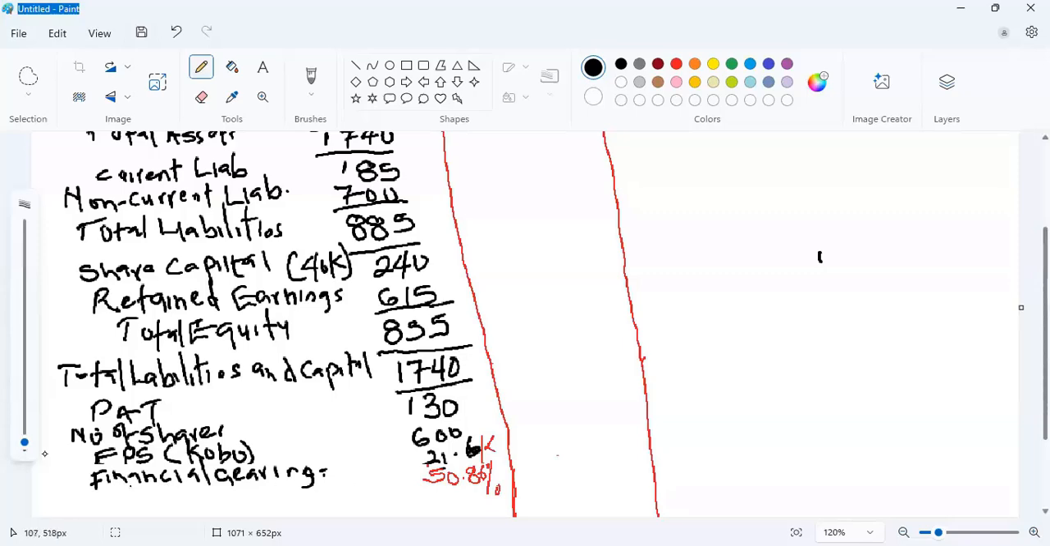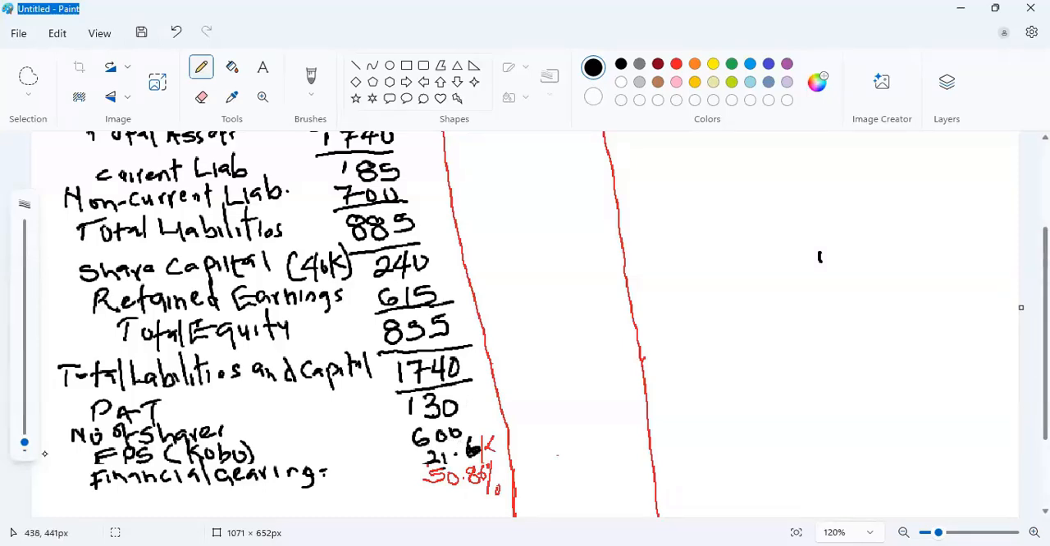Now look at number of ordinary shares. How do we get this? Nominal value per share is 40 kobo. Total nominal value is 240 million. Please divide 240 million by 40 kobo to get the number of ordinary shares. Please get your calculator near you. If you check that, you are going to get 600 million shares.